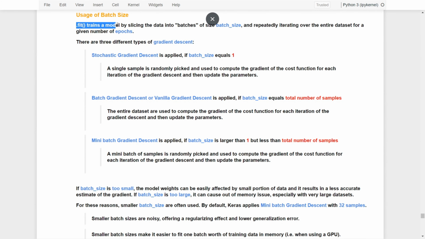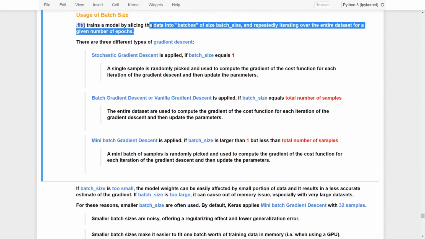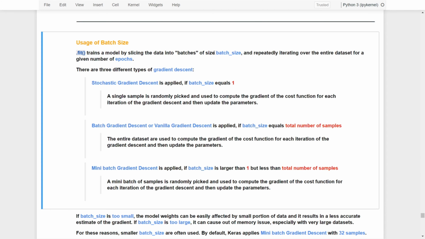The fit function trains a model by slicing the data into batches, that is the batch size, and repeatedly iterating over the entire dataset for a given number of epochs. There are three different types of gradient descent that I mentioned at the very beginning, and they match with different numbers of batch size.